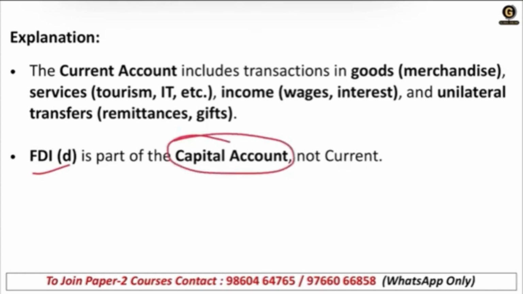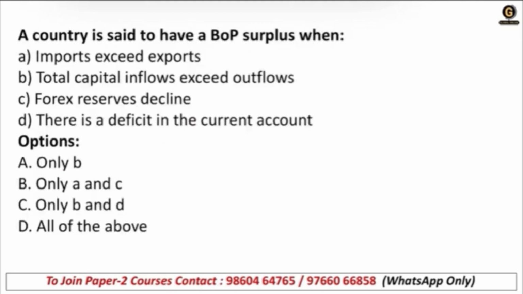Current account means the transactions of goods, services, income, unilateral transfers, right? These are considered in the current account, not in the capital account. What will we put in the capital account? FDI, right? Next, a country is said to have BOP surplus when imports exceed exports, total capital inflows exceed outflows, forex reserves decline, or there is a deficit in the current account.